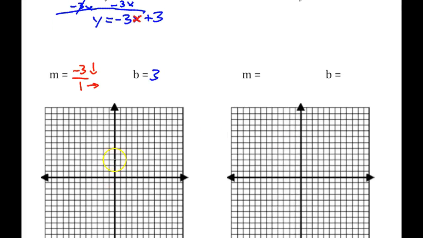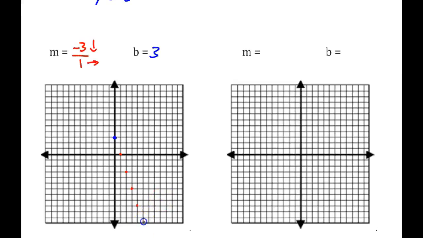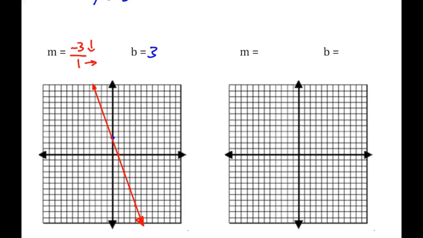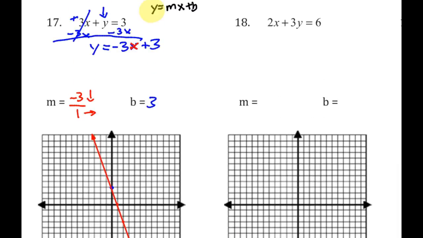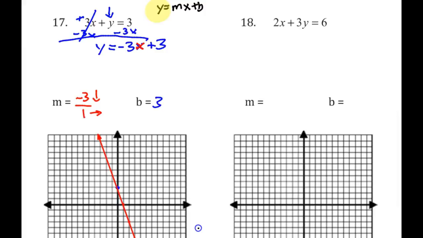So start at 3, and let's go down 3 and right 1. Do that several times. And we'll get a nice straight line using your straight edge. Okay. And let's do the next two, same idea. Let's leave that there.